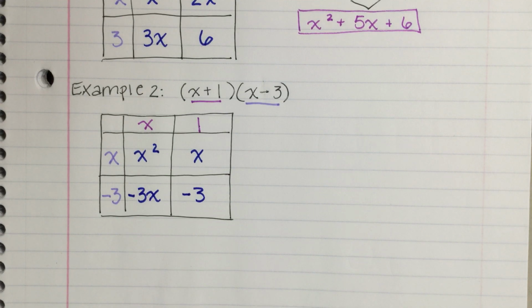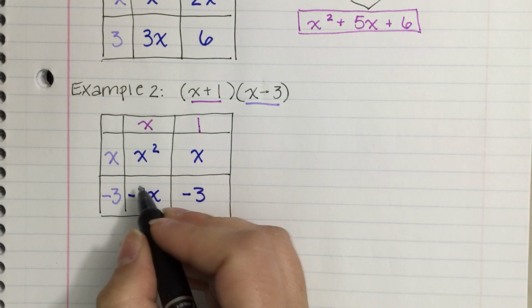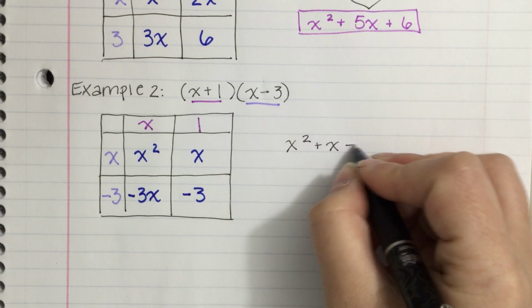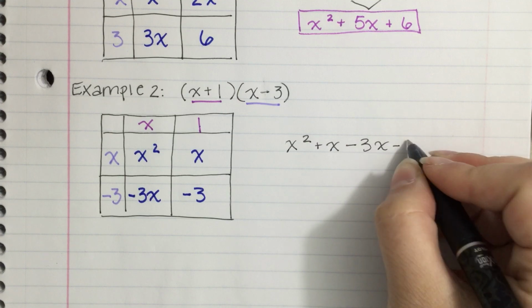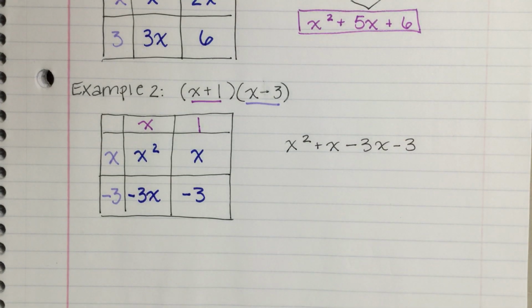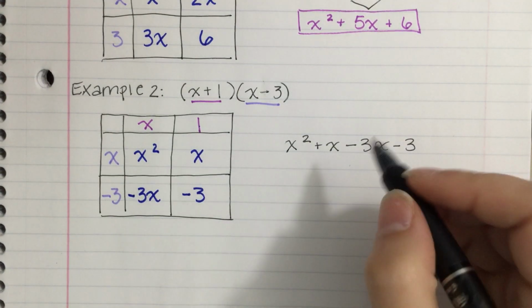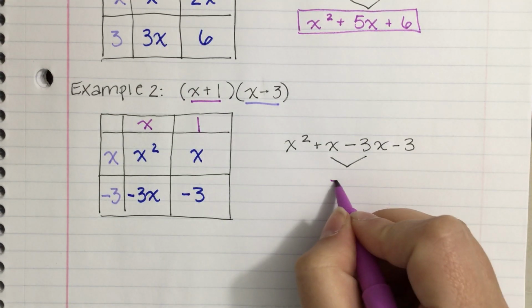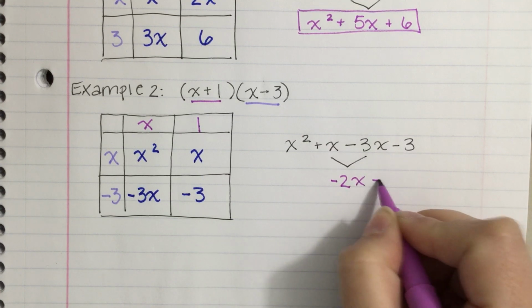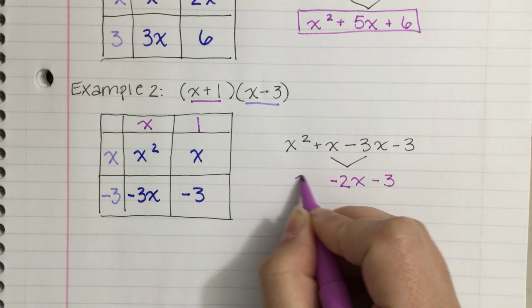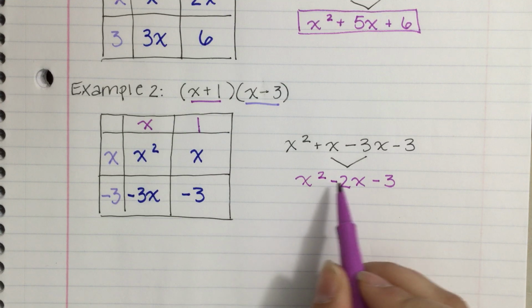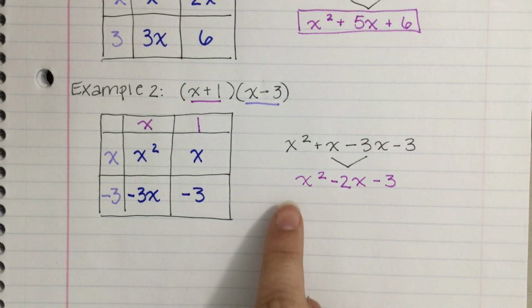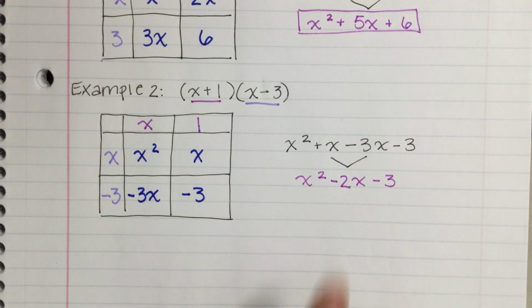So again, I'm going to pull out all of my terms. I have x squared plus x minus 3x minus 3. And just like up above, we have 2 like terms. We have positive x and negative 3x, and if I were to combine them, I would get negative 2x. And I'm just going to fill in the rest. So x squared minus 2x minus 3. So that would be my box method.